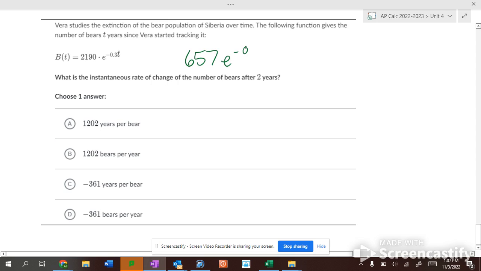E to the negative 0.3 t, right? You stick in a 2, what? If you stick in a 2, you get e to the negative 0.6 times 657. So it's negative 361, I think. So the rate of change of bears is negative 361 years per bear or bears per year? Probably bears per year. Okay.